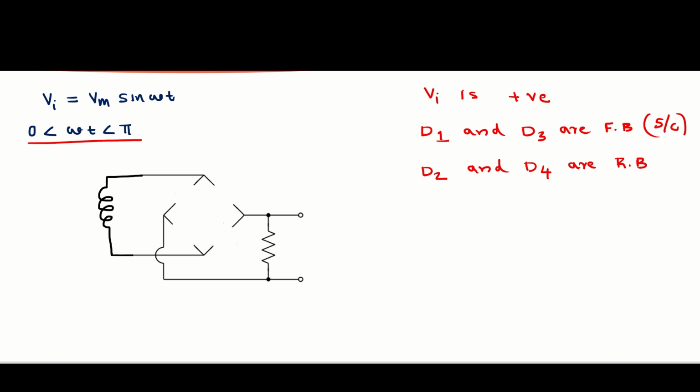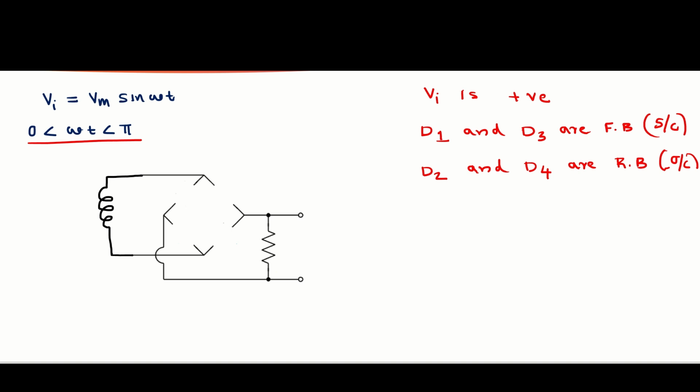So in forward bias mode, the diodes start conducting. That means current starts flowing through that diode. To analyze the circuit, the diode is replaced by a short circuit when it is in forward bias. Then D2 and D4 are in reverse bias.